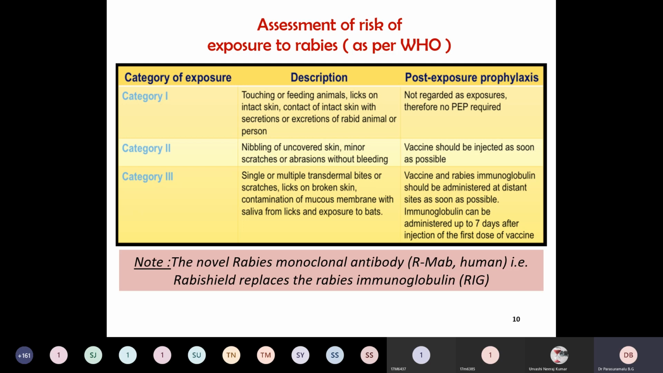So here, sorry, this is a printing mistake. In human rabies immunoglobulin, the maximum dose is 1500 international units.